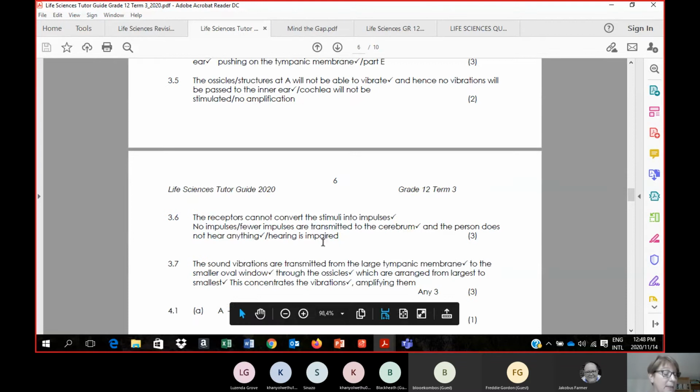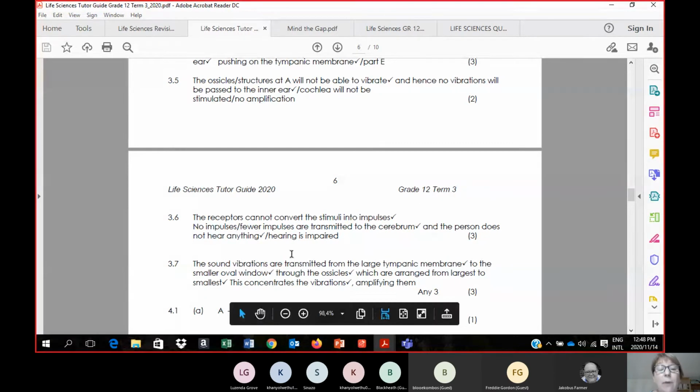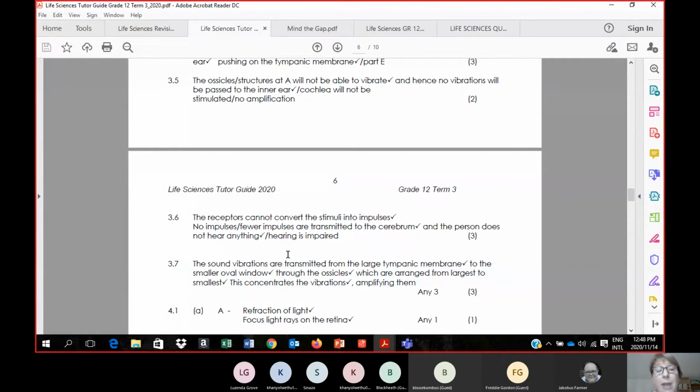Then 3.6 was, explain the effect if the receptors in region C are damaged. Now, region C is where your receptors are situated that are involved in hearing. So obviously, then it's going to impact on your hearing. Right, so the receptors can't change the stimuli into impulses, so there are fewer or no impulses transmitted to the cerebrum, and the person does not hear anything or their hearing is impaired.